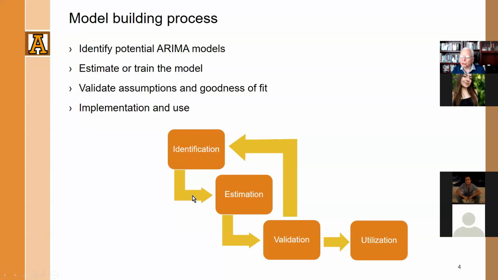Identify a possible model, do the estimation, then do the validation. And if it's not the right model, if there's a lack of fit, or the assumption of constant variance is violated, or the assumption of independence is violated, then we have to go back to the identification stage. Once we have a model that has gone through the validation, and it fits our data well and satisfies the assumptions, then we use the model.